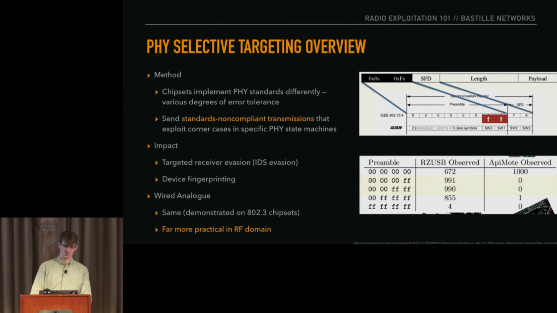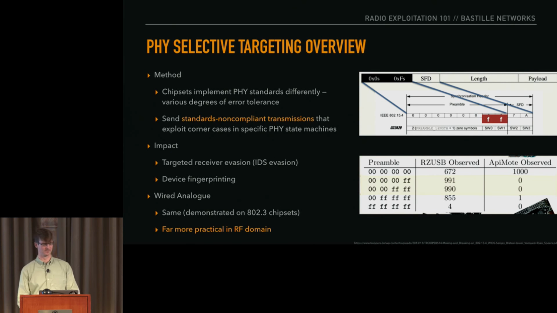The example that we're going to show today is with targeted receiver evasion. And this could be used to essentially evade a wireless intrusion detection system. Additionally, this enables fingerprinting. You can figure out what type of chipset is in a device remotely by sending messages that are deformed in various ways, seeing what it acknowledges and what it doesn't.